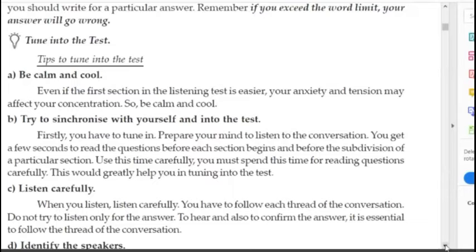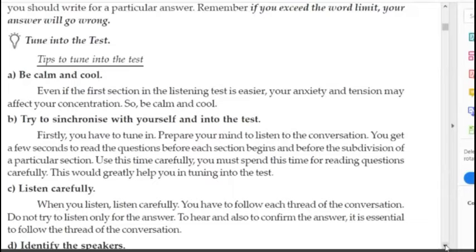To become calm and cool, even when you practice, take two or three deep breaths, relax yourself and try to concentrate. Try to synchronize yourself with the test. You get a few seconds to read the questions before each section begins and before the subdivision of a particular section. Use this time carefully. You must spend this time first reading the questions carefully. This will gently help you in tuning into the test.